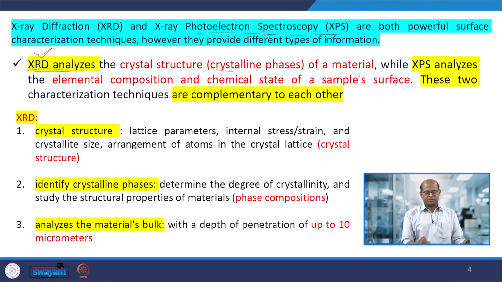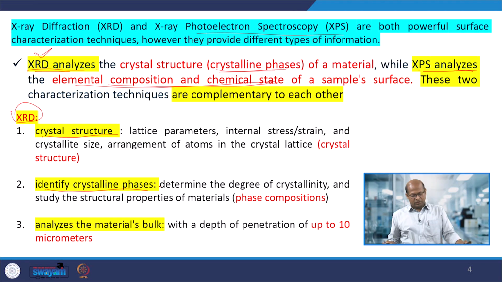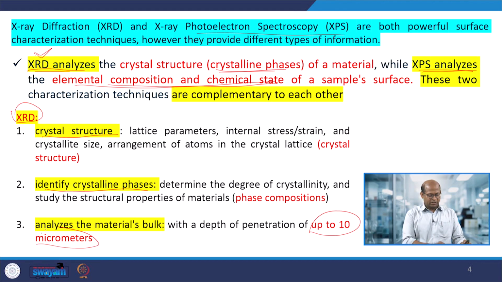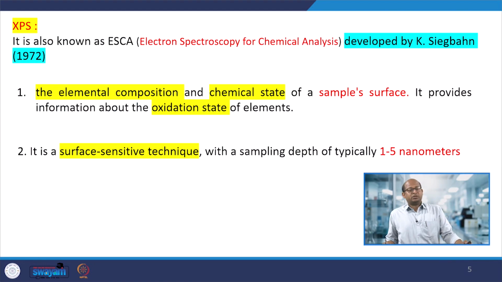With X-ray diffraction we can get the crystalline structure, and with XPS we can analyze the chemical or elemental composition and chemical state of the particular metals or metal ions present in the material. I already said that XRD can give you the crystal structures or phase compositions present in the materials we have prepared, but with X-ray diffraction there are some limitations: up to 10 micrometers, that is the bulk depth of the material, we can go and get the diffraction patterns and identify and measure those properties.